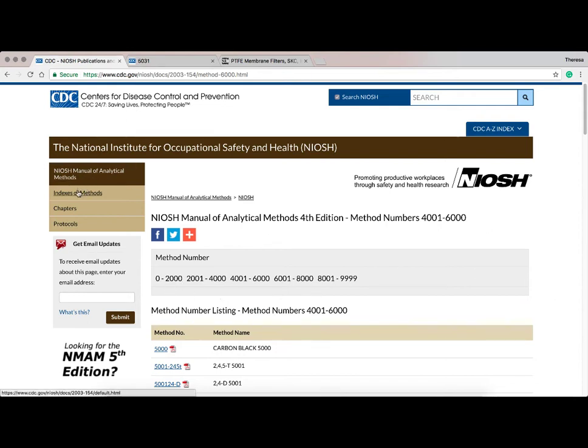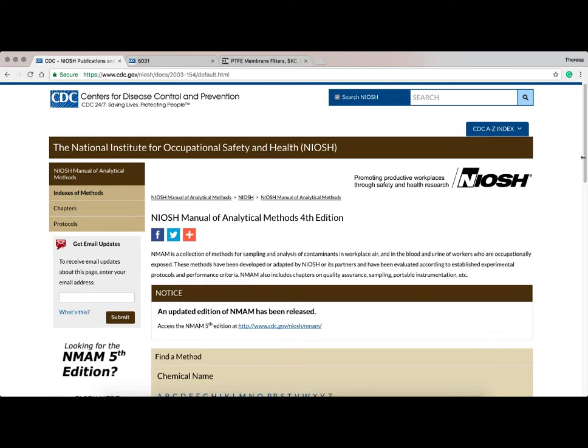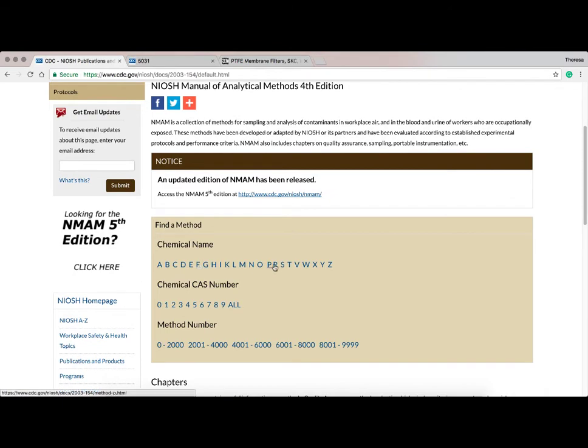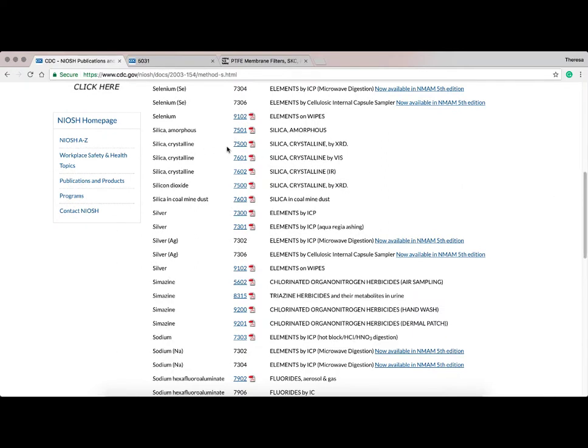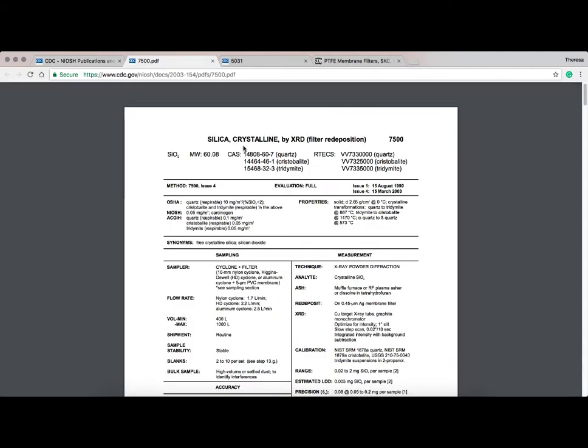If I go back to the index, I can search by chemical name. You see for crystalline silica, there are 1, 2, 3 methods which I can choose to collect my sample. The method that I choose is based off of how I would like the lab to analyze the results, and you can see that nomenclature here on the side. If I click on 7500, which is most commonly used in the mining industry, the method appears, and now I can use that to set up my sampling protocol.